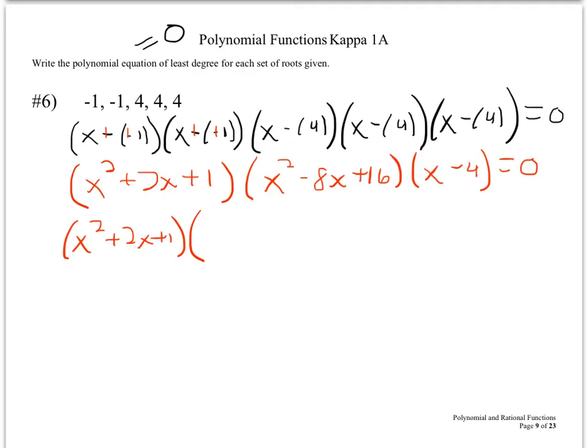Distributing the x squared times each of these terms, I'm going to get x cubed minus 4x squared. If I distribute the minus 8x times each of these terms, I get minus 8x squared plus 32x. If I distribute the 16 times each of these terms, I get plus 16x minus 64.